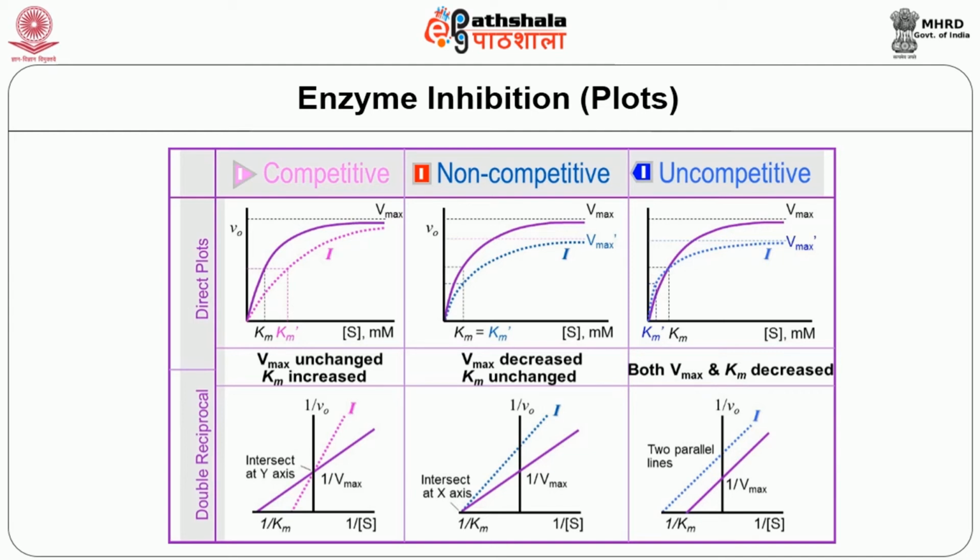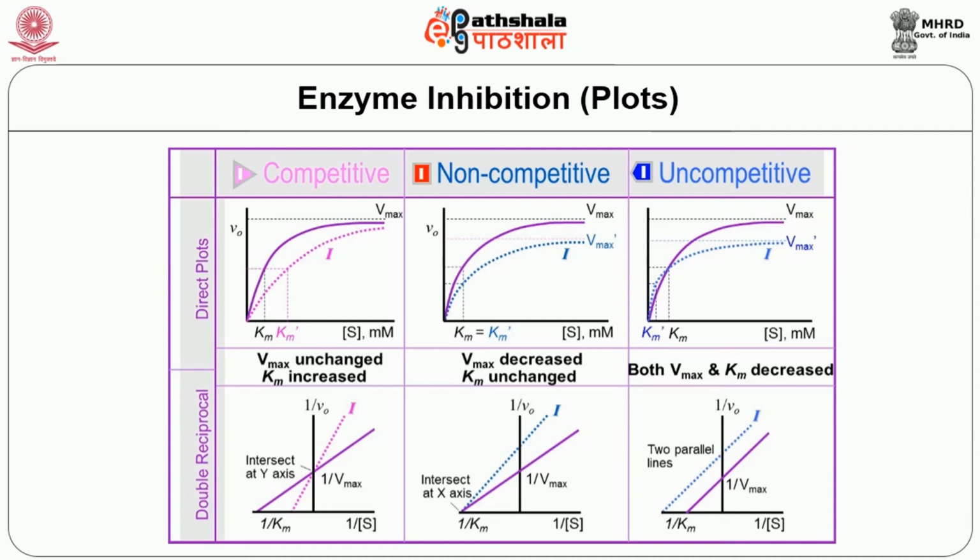In competitive inhibition, Vmax remains unchanged. However, the Km of the substrate is increased. That means the higher the Km value, the lower is the affinity of the substrate. We need to understand that because the inhibitor is also competing for the active site, the affinity of the substrate towards the enzyme is getting more and more reduced, which is indicated by the increased Km value.